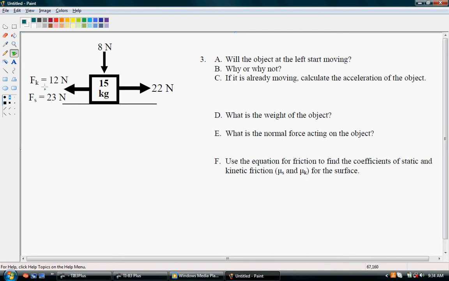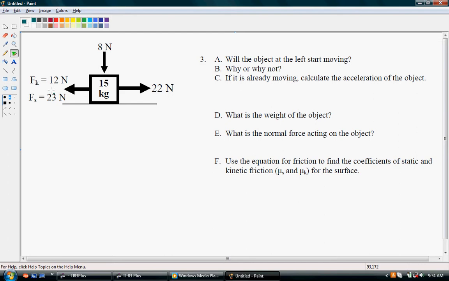Now, you never add static and kinetic friction together. What these are telling you is whether this object is moving or not. If it's stationary, it's going to have a static friction of 23 newtons. If it is moving, it's going to have a kinetic friction of 12 newtons.